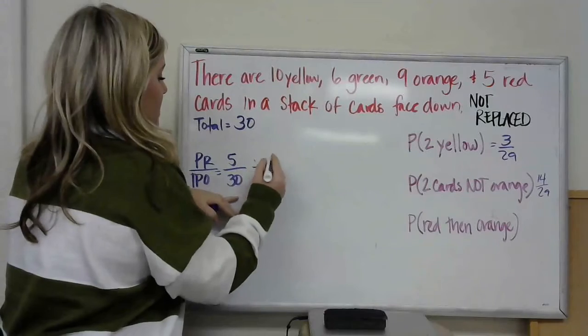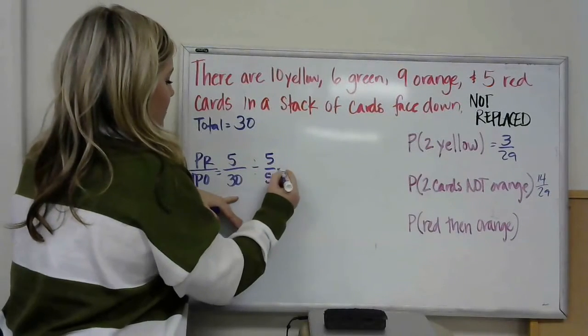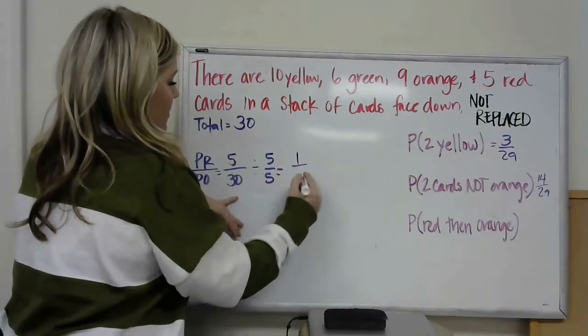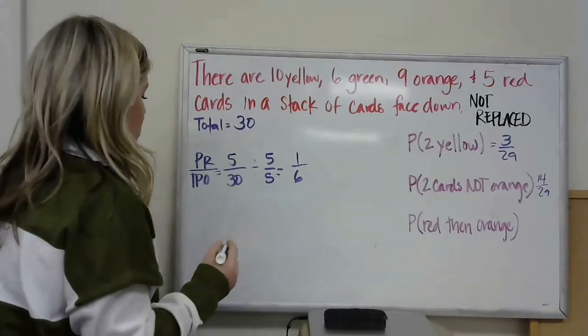So I'm going to reduce this. These will both divide by 5. 5 divided by 5 is 1. 30 divided by 5 is 6. So you have a 1 in 6 chance of pulling a red.